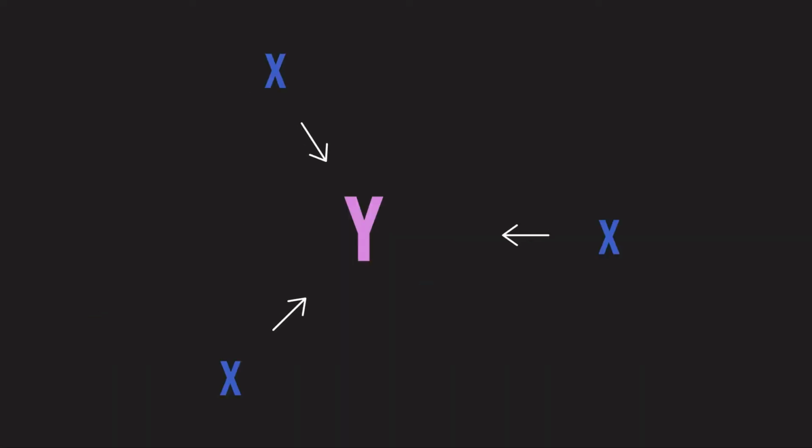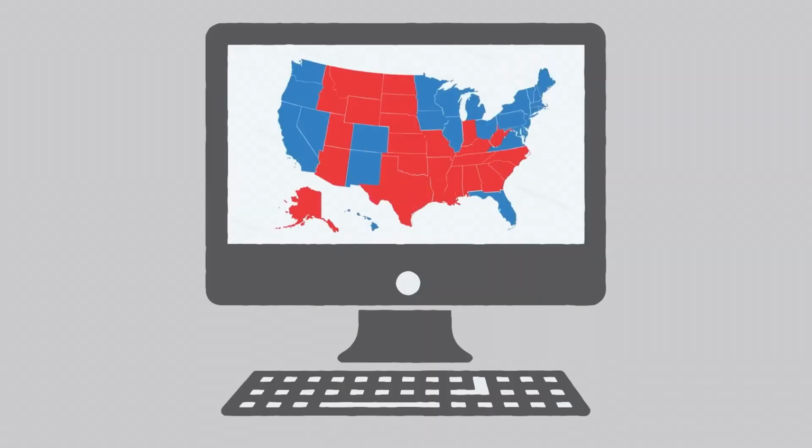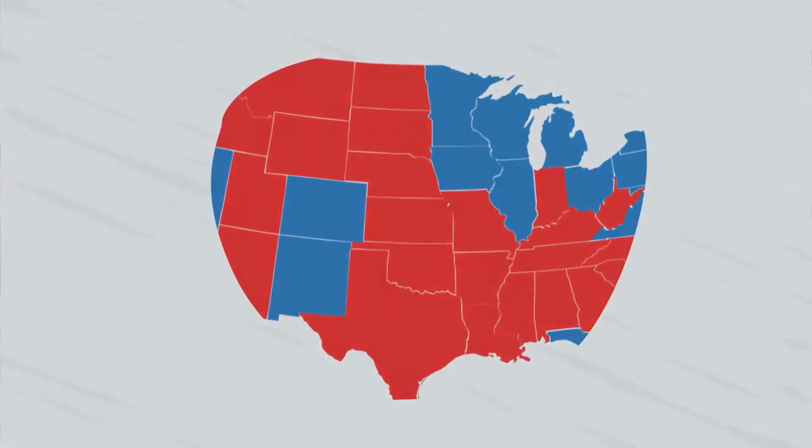Let's take an example dataset. We have the y variable, whether a state is red or blue, and we have three x variables: education, income, and racial diversity. Now let's try to construct a decision tree to predict a state's political leaning, that is, red or blue, based on these three variables.